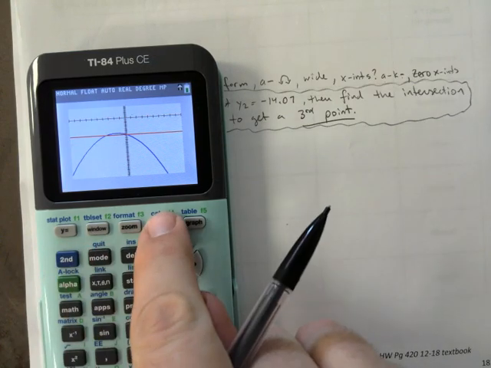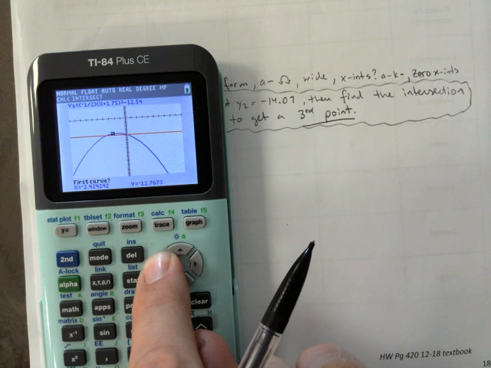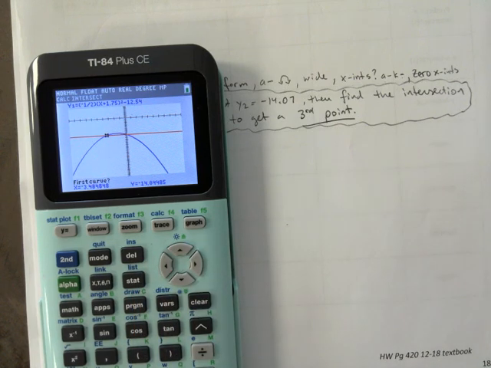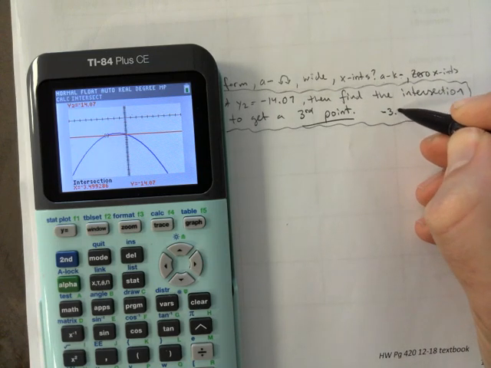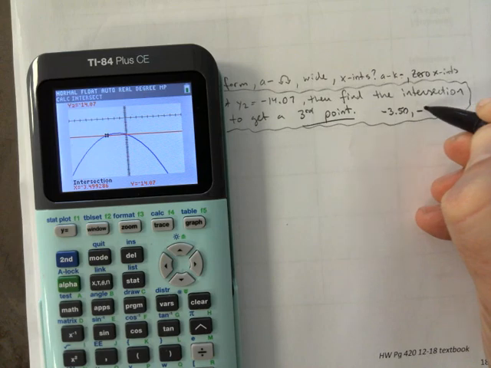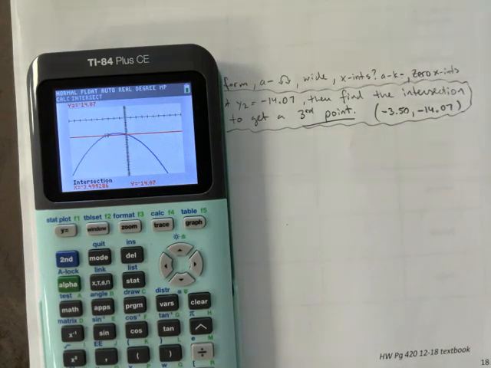So we've got to go second trace 5. And I'm going to go over to that one there, and just hit enter 3 times. And it's negative 3.5, negative 14.07. Here's my third point.